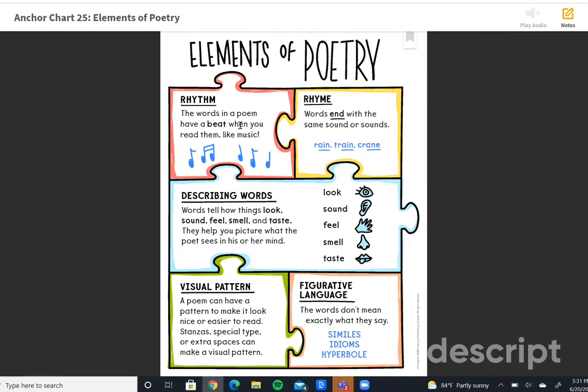Lastly, poems are full of figurative language. And figurative language simply means there are words that are used that don't really mean exactly what they say. Such as, it's raining cats and dogs, or another example, she had a smile a mile wide. Those are examples of figurative language, or as busy as a bee, which happens to be a simile. A simile compares two things using like or as.